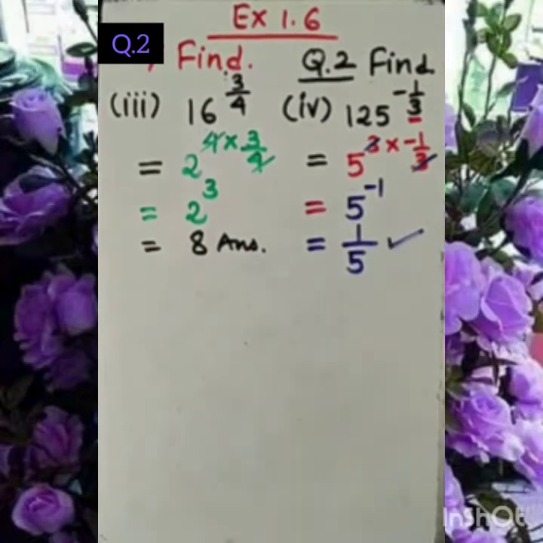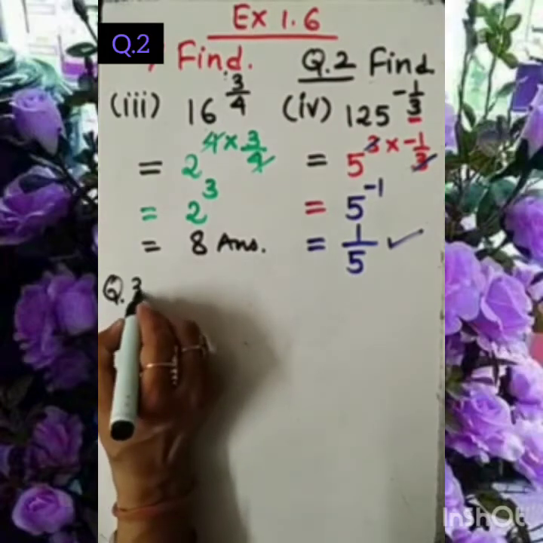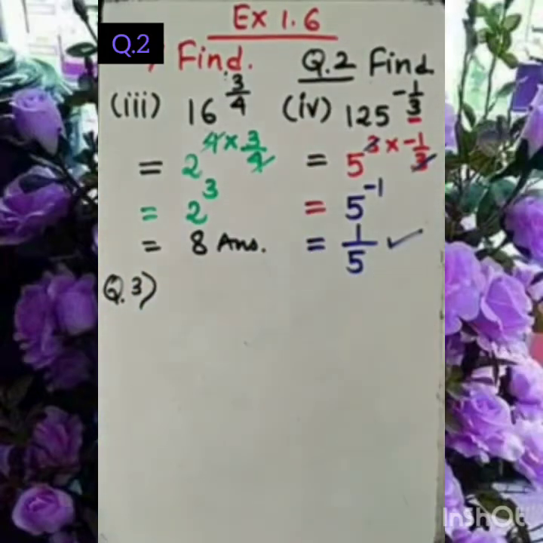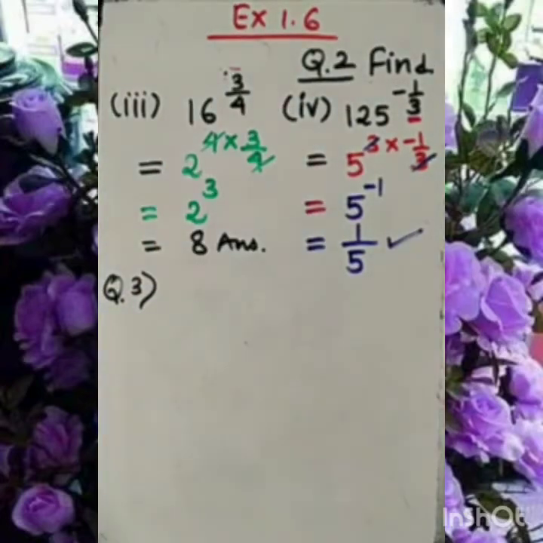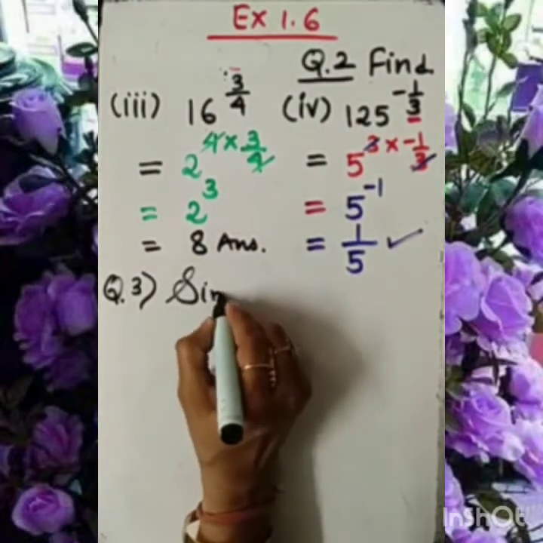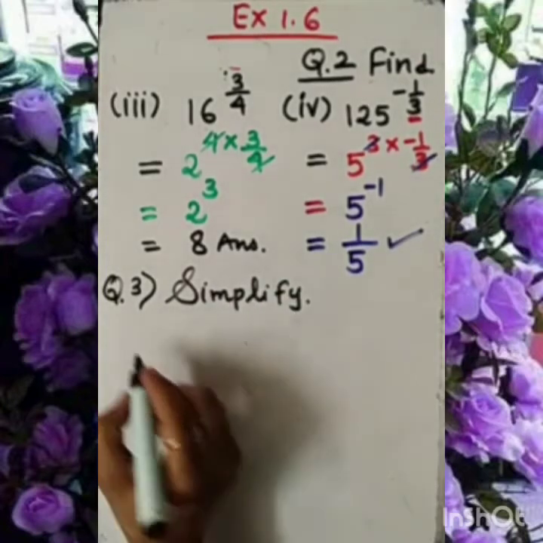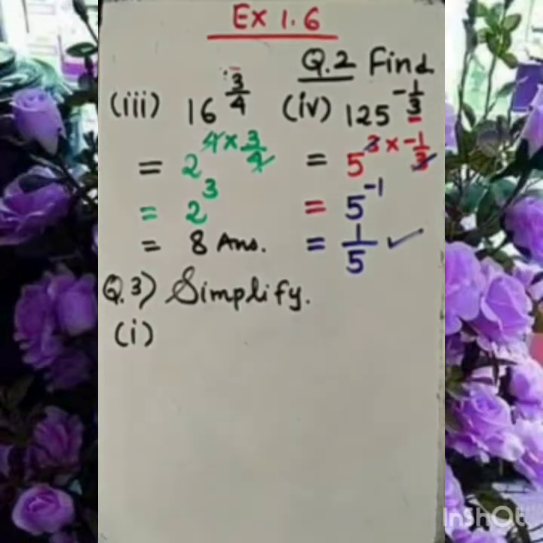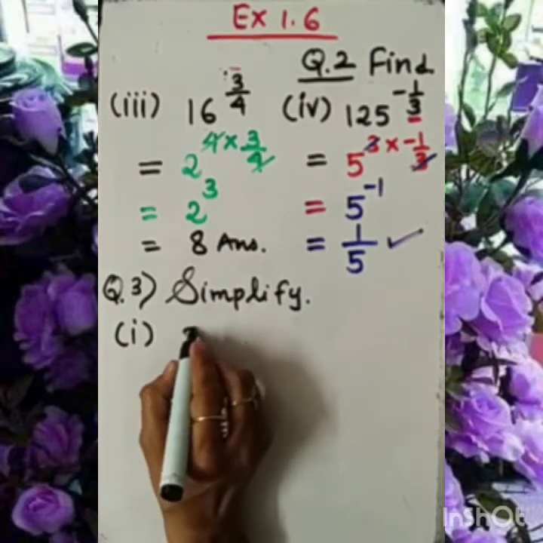Clear to you? Now the same procedure of simplification we are going to do for question number 3, because all these questions are of the same type. This was question 2. Here I am clearing this because this is the previous question heading. Question number 3 is simplify. What we have to do? Whatever we have done in number 1 and number 2, the same thing is given to simplify in number 3, but here we are given 2 numbers separately.